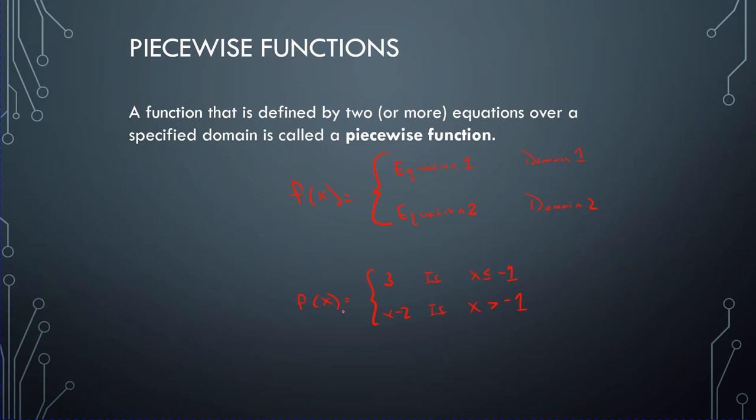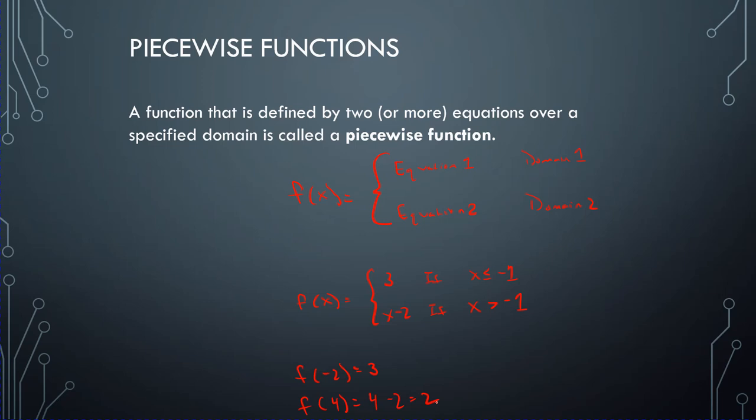What this means is if you want to evaluate this function, for example, if you wanted to find f of negative 2, the value I'm plugging in is negative 2. Well, that's less than negative 1, so I'm going to use this equation. So it's 3. If I wanted to find f of 4, well, 4 is greater than negative 1, so I would use this equation. So it would be 4 minus 2, which is 2. So that's how you evaluate piecewise defined functions.